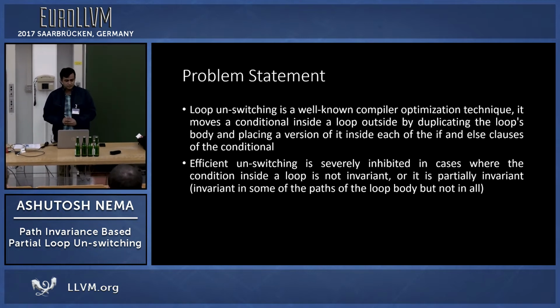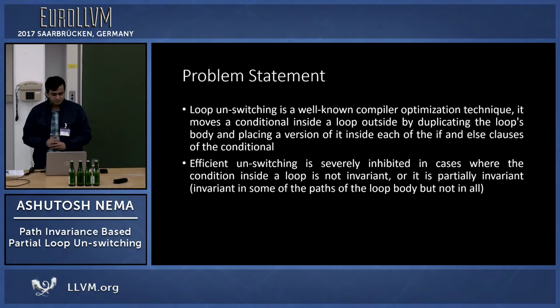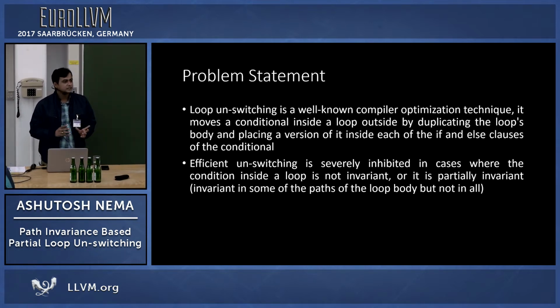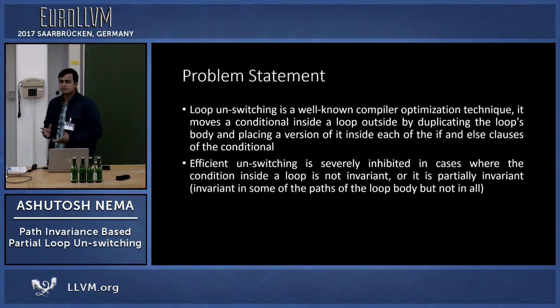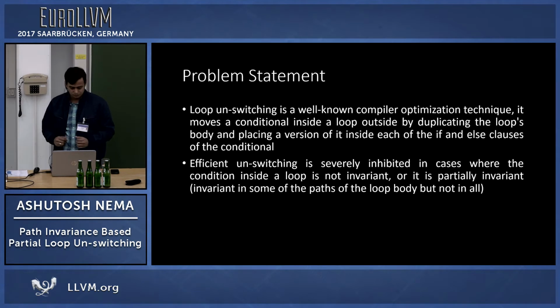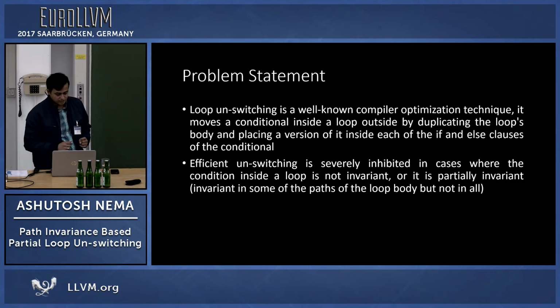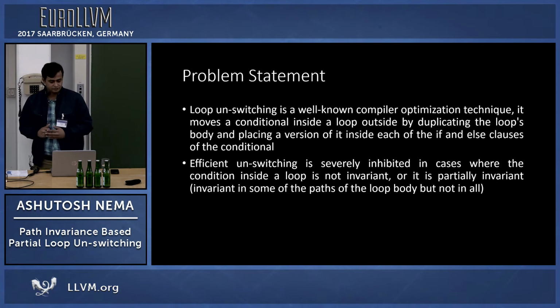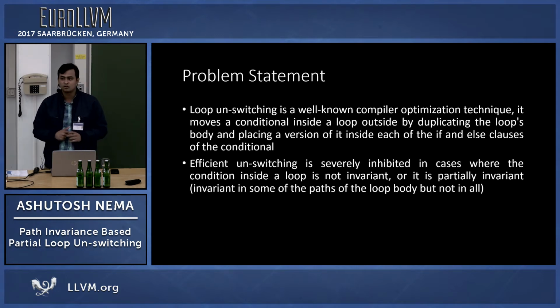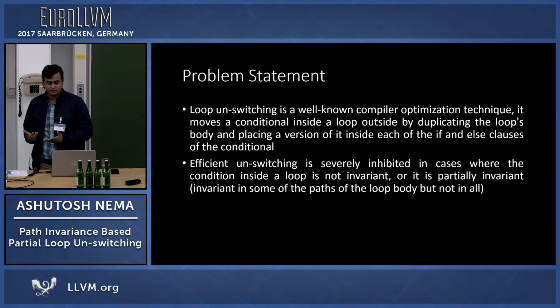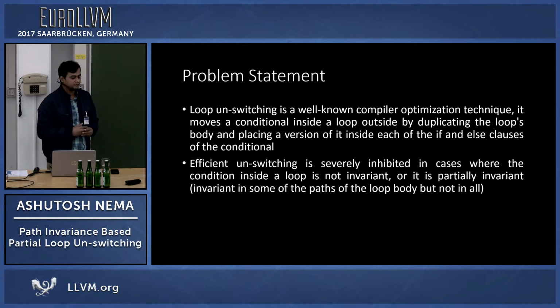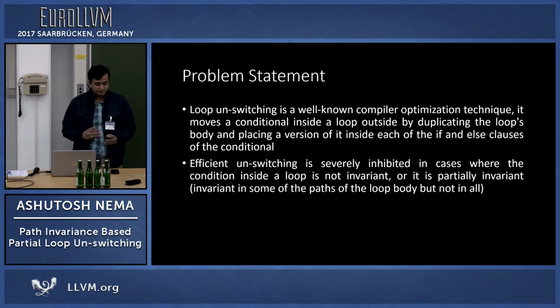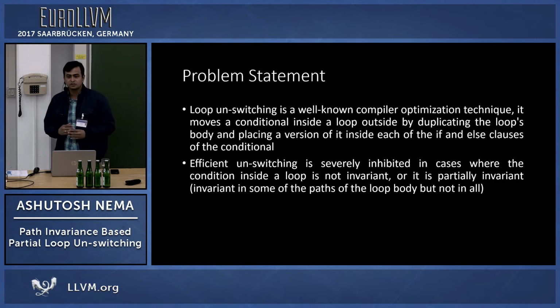So, loop unswitching is a well-known compiler optimization. It moves the condition inside the loop outside by duplicating the loop body and places the appropriate version inside the if and the else clause. And efficient unswitching is severely inhibited in the cases where the condition inside the loop is not invariant or partially invariant. By partially invariant, I mean it is invariant in a few parts of the loop body, not invariant in all the parts.